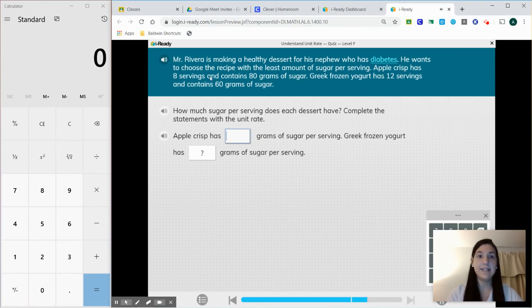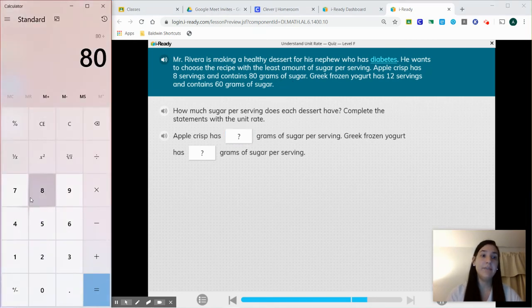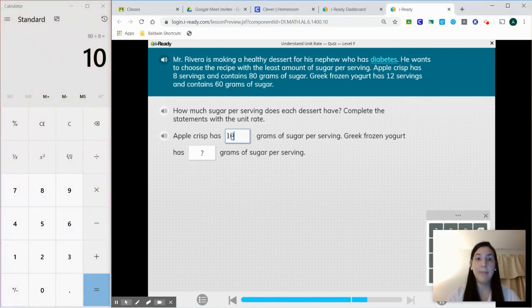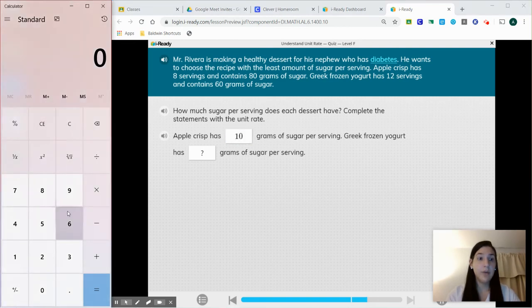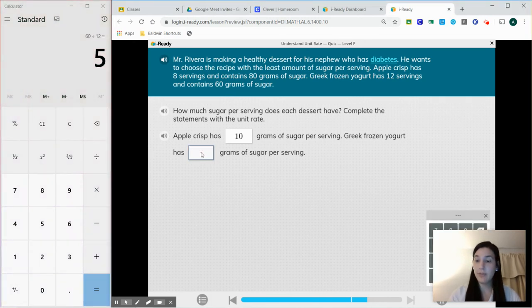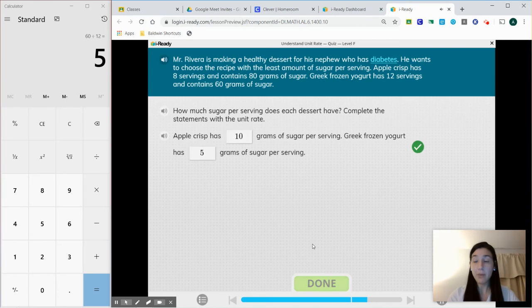Complete the statements with the unit rate. Apple Crisp has 8 servings and contains 80 grams of sugar. So we're going to do 80 divided by 8, which hopefully we know already is 10. So the Apple Crisp has 10 grams of sugar. Now Greek frozen yogurt is 12 servings and 60 grams of sugar. So we're going to do 60 divided by 12, which should give us 5. So here we're going to put in Greek frozen yogurt has 5 grams of sugar per serving.